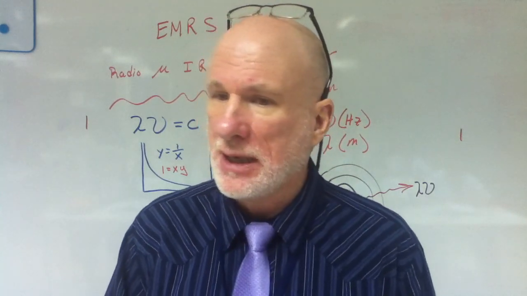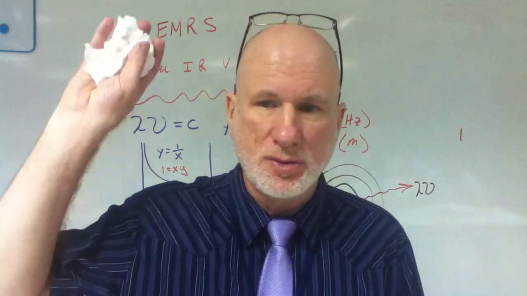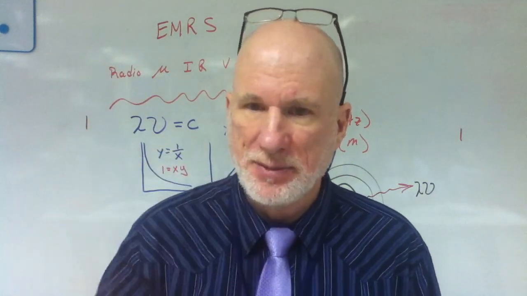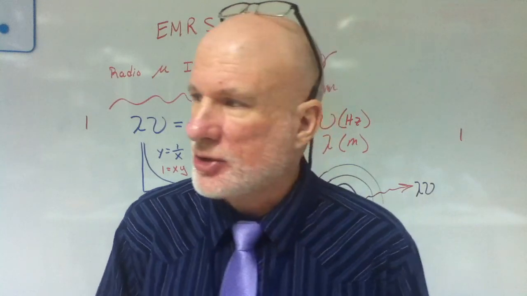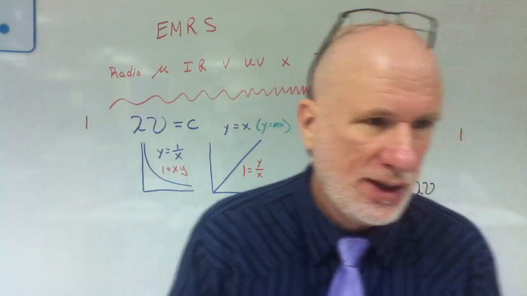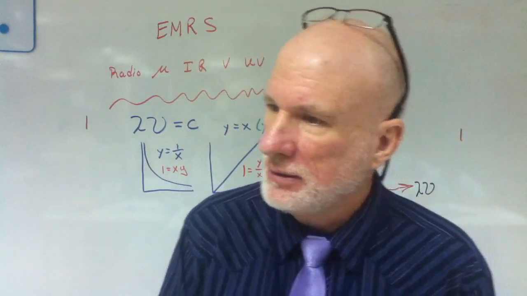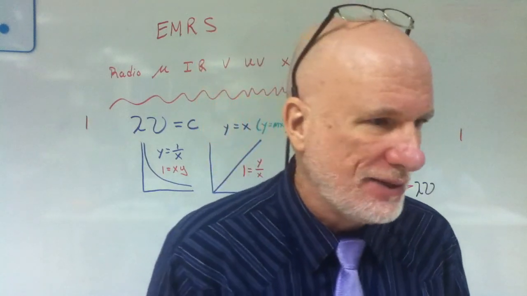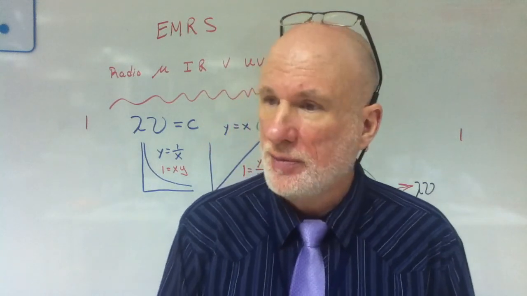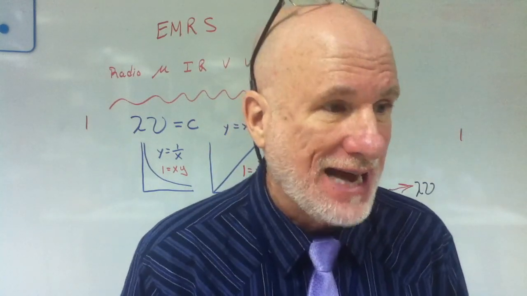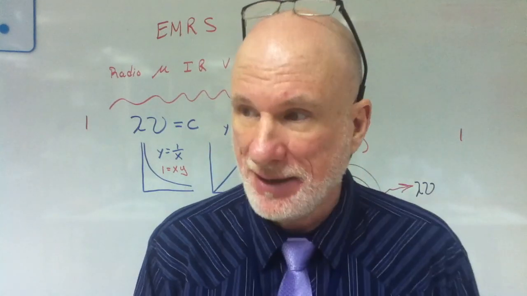How many people studied the electromagnetic radiation spectrum in middle school? Okay, some of you did, some of you didn't. The electromagnetic radiation spectrum is essentially light. Light travels at 3 times 10 to the 5th kilometers per second, 3 times 10 to the 8th meters per second, or for you Americans out there, 186,000 miles in a second.